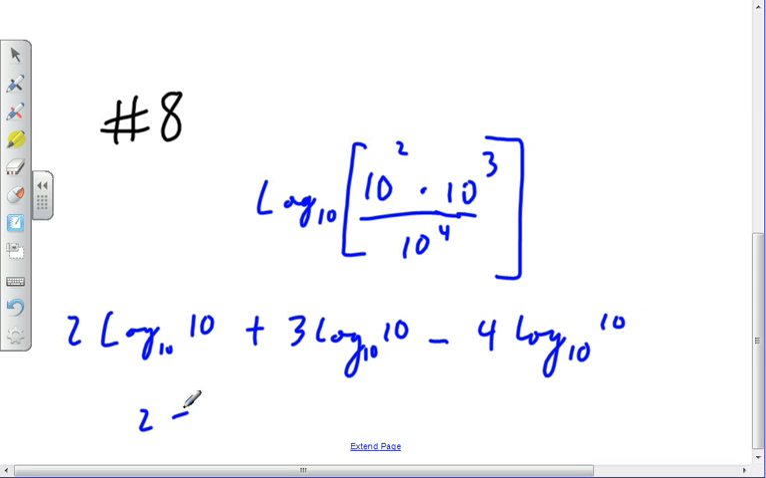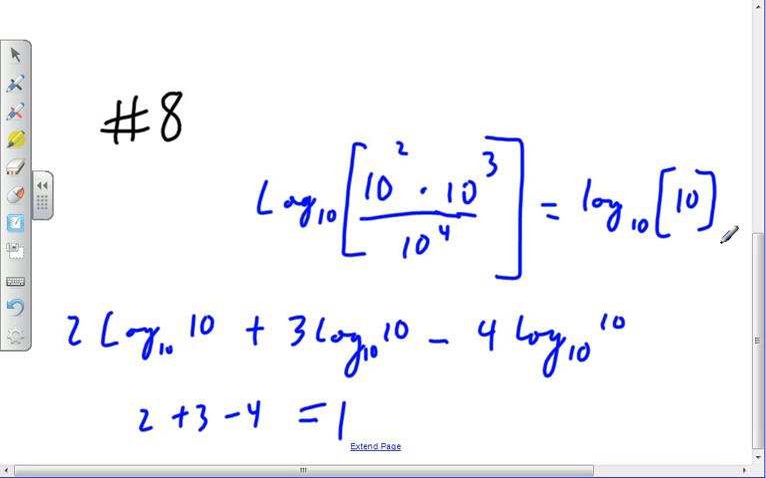So that's 2 plus 3 minus 4, which is going to be 1. Well, if I would have rewritten this, I could have had log base 10 of 10. What's the log base 10 of 10? 1. Okay. Does it make any more sense now, or have I just muddied the waters more?